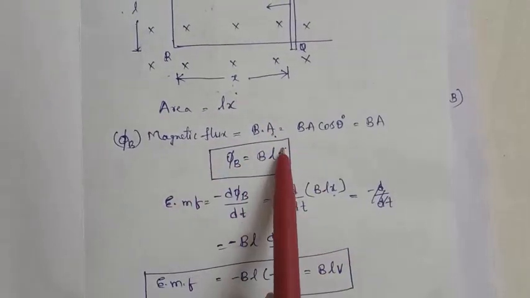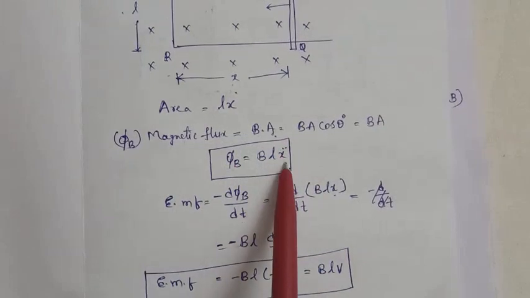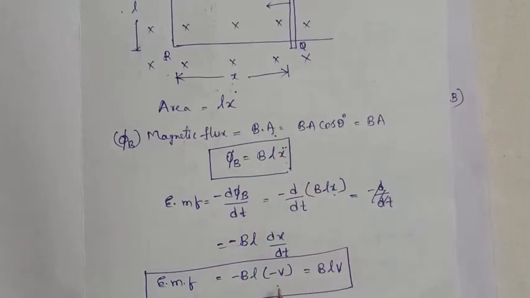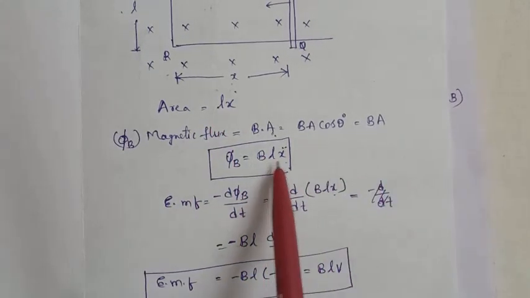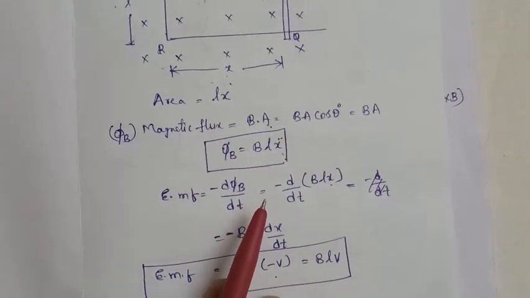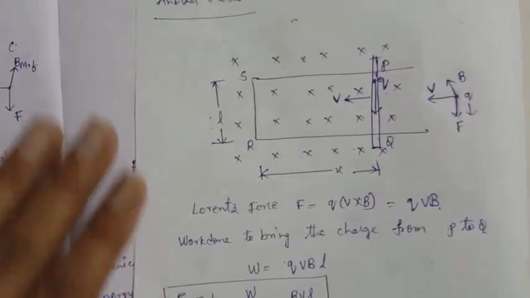The change of magnetic flux is dx/dt, which is simply minus v, so that is simply BLv. Flux is B·A, which is equal to BLx. It is a very easy method, you have to remember it. And next is the continuation of this, the energy consideration.